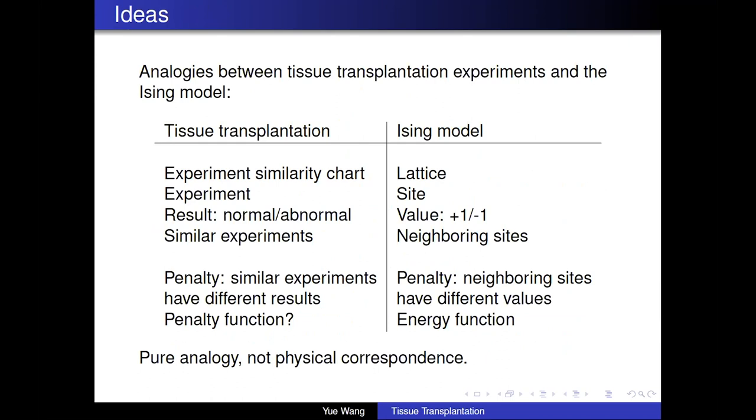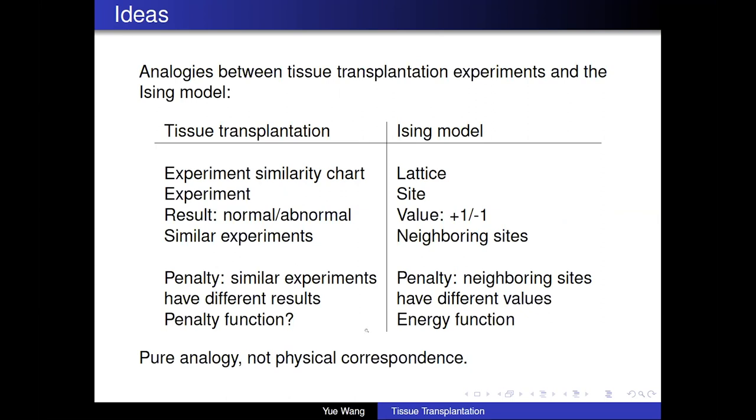Now we can see the analogies between tissue transplantation experiments and the Ising model. For tissue transplantation, we have an experiment similarity chart where there are many experiments and some are similar, which are linked. And for each experiment, we have a binary result, either normal or abnormal. For the Ising model, we have a lattice of many sites, and some sites are neighboring. And for each site, it has a value of plus or minus one. And for tissue transplantation, we have a penalty if similar experiments have different results. The same for the Ising model, that if neighboring sites have different values, we also have a penalty.